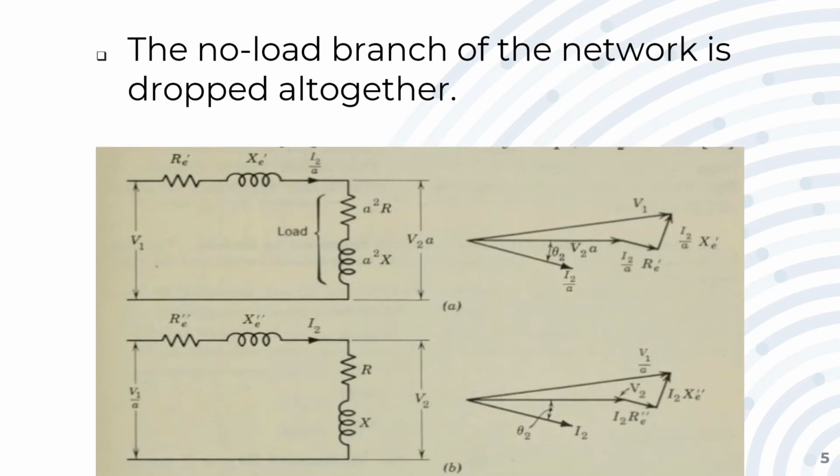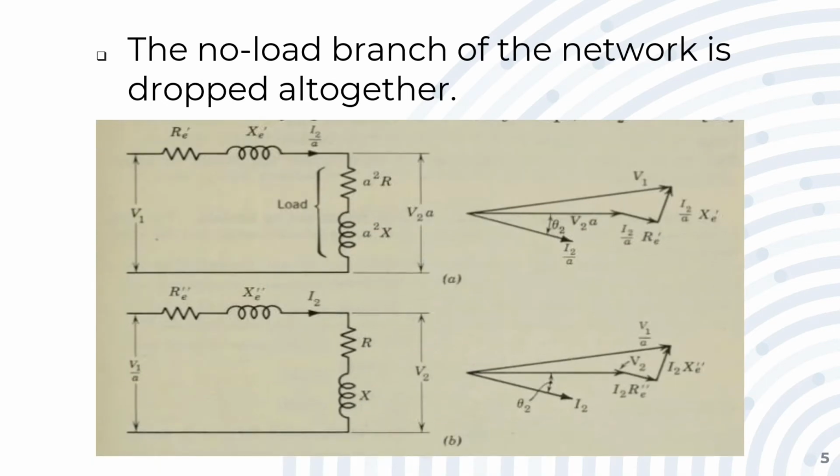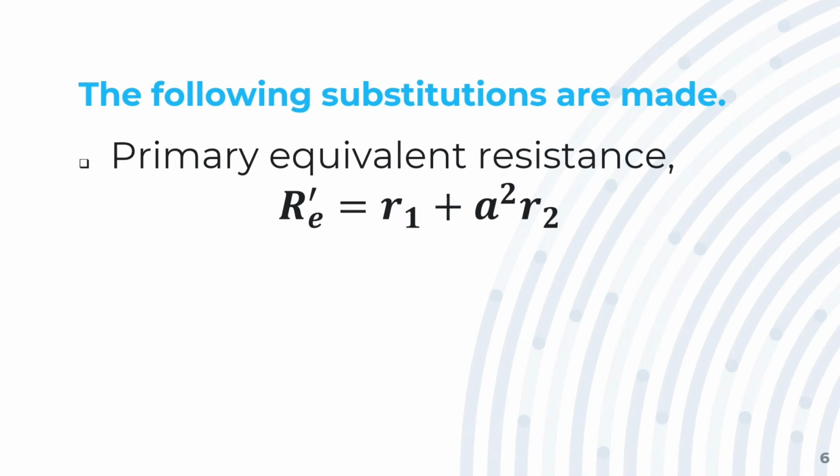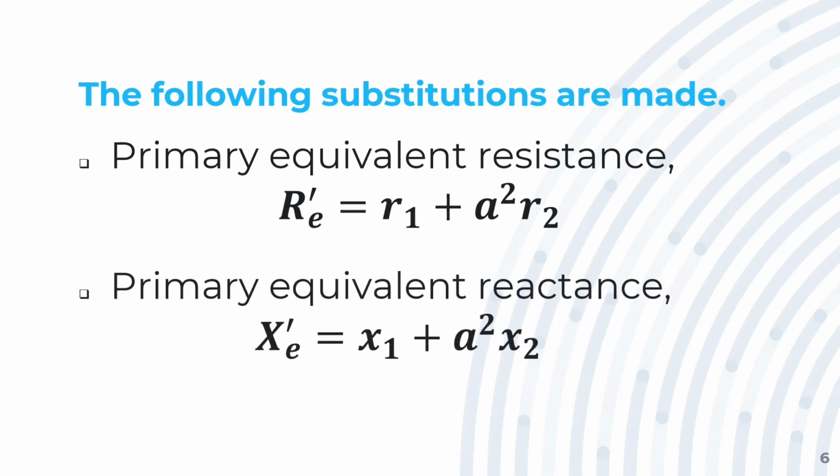This is the equivalent circuit and its vector diagram in terms of primary quantities. The following substitutions are made. Primary equivalent resistance R sub E prime is equal to R1 plus A squared R2. Primary equivalent reactance X sub E prime is equal to X sub 1 plus A squared X sub 2.